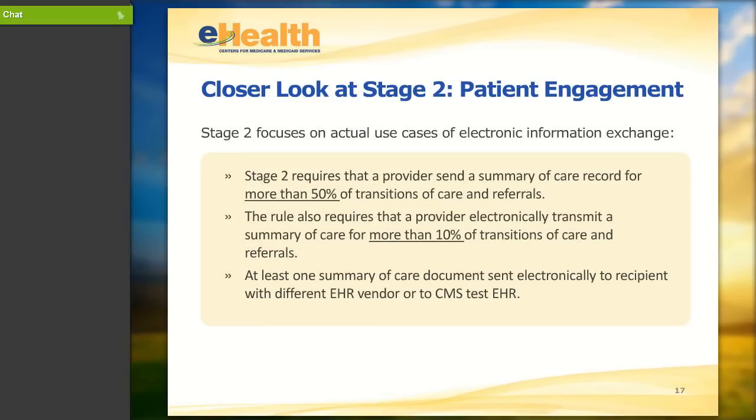So you'll see three different requirements here to meet this objective. The first requirement is that a provider sends a summary of care record for more than 50% of transitions of care and referrals. And that's essentially however that happens. It can be a mailed copy of a paper summary of care. It could be an emailed copy. It could be faxed. You could send it by carrier pigeon if you have a reasonable expectation that the pigeon knows where to go.